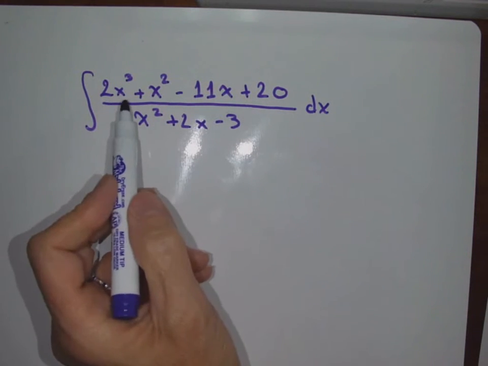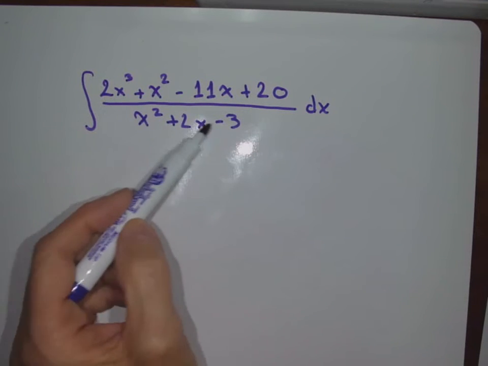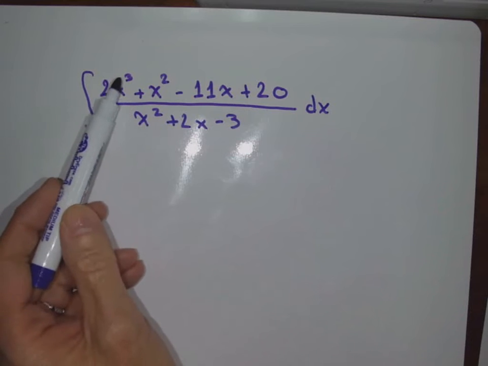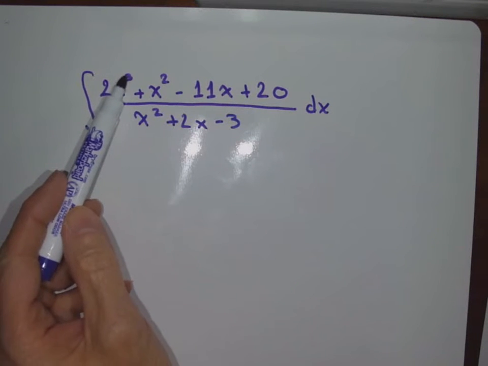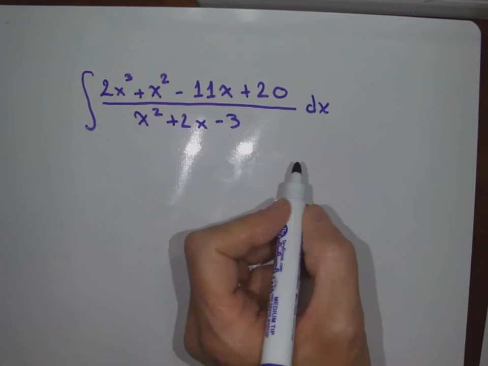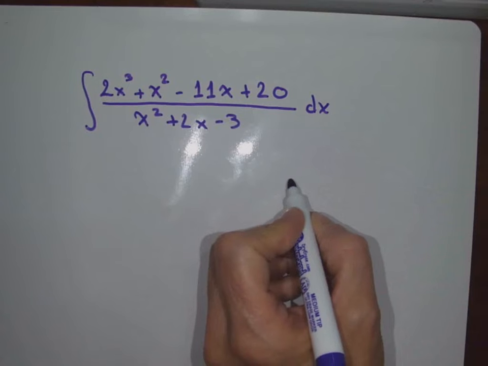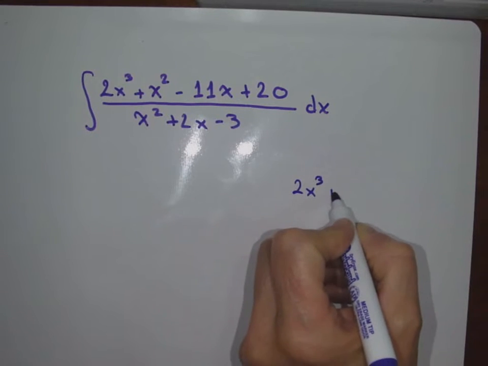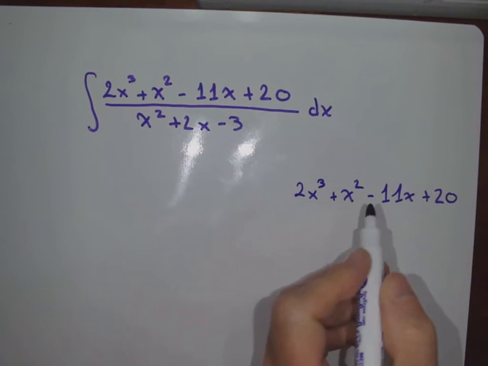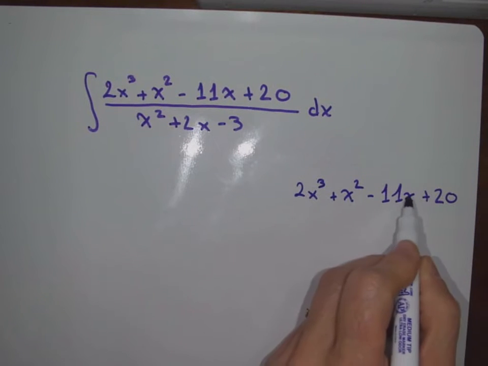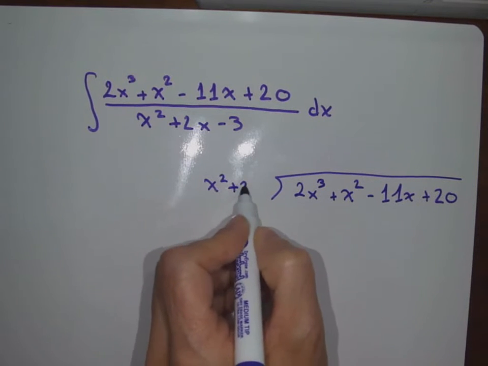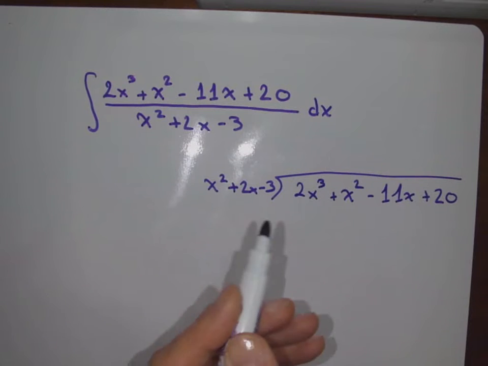Now, we cannot do synthetic division here because this is not a linear polynomial we are dividing with, right? However, we can do division because this is a higher degree, so x cubed is higher degree than x squared. So we're going to have to do long division though. So let's get it going. So we're going to have 2x cubed plus x squared minus 11x plus 20. We don't need any placeholder because we have a cubic term, quadratic term, linear term, and constant. And then we're going to divide by x squared plus 2x minus 3.